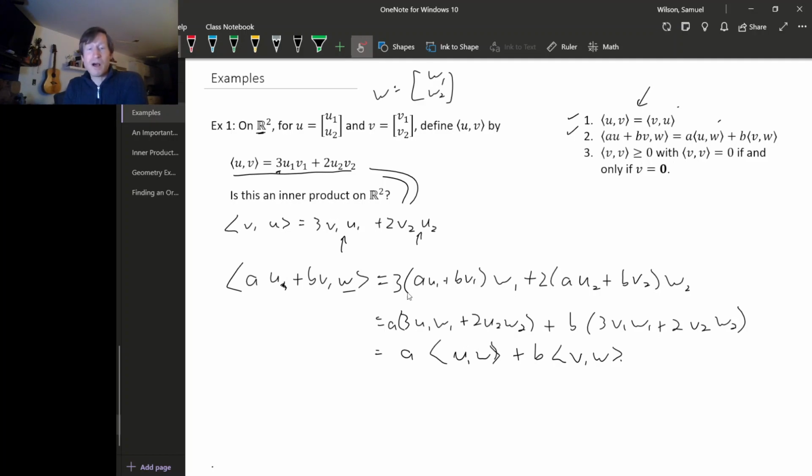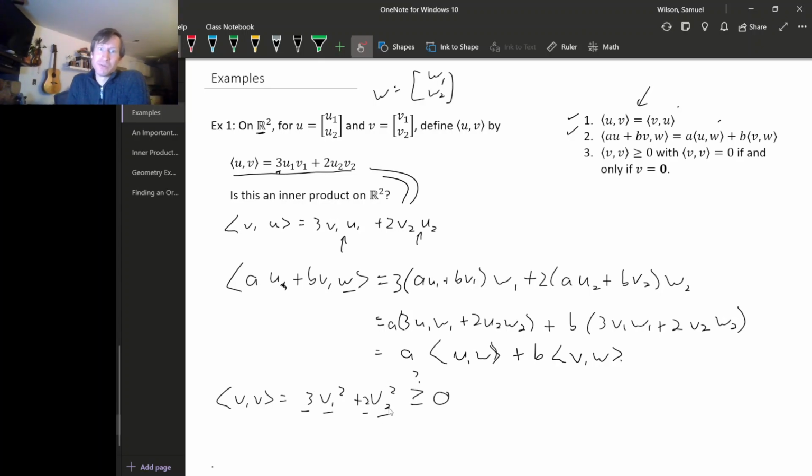And then finally, for positive definite, let's just take the inner product of V with itself and see what we get. We get 3V1 squared plus 2V2 squared. And we want to know, is this always greater than or equal to 0? Well, 3 and 2 are both positive numbers. V1 squared and V2 squared are not negative, right? They have to be greater than or equal to 0 because they're real numbers squared. And so this whole thing definitely is greater than or equal to 0. So that takes care of this part.